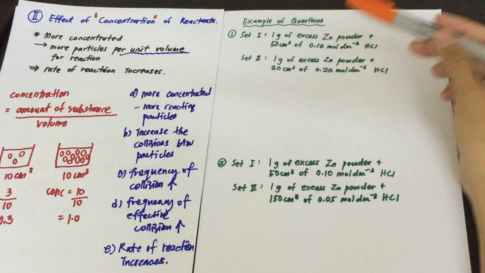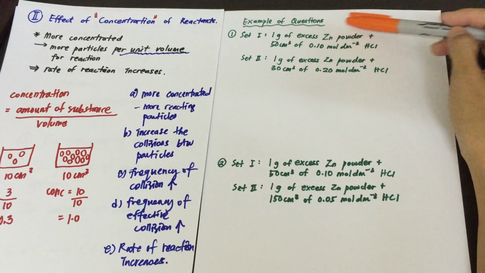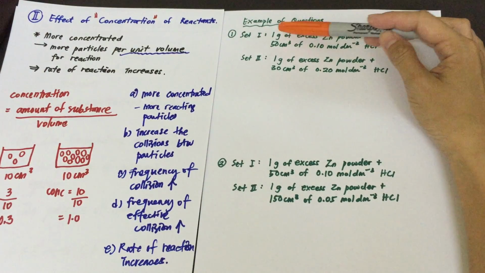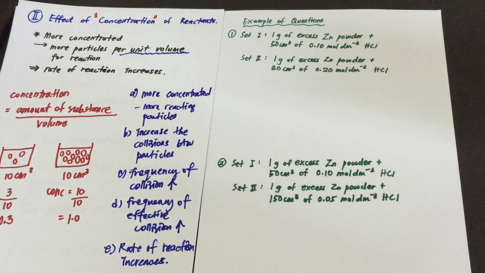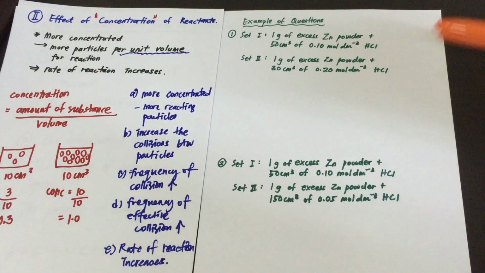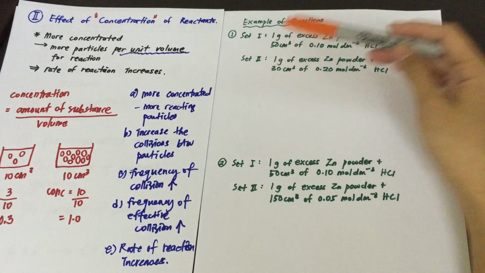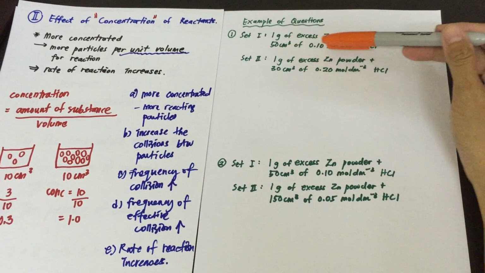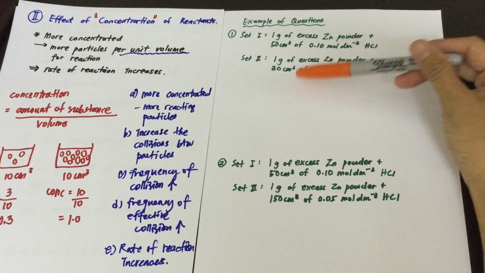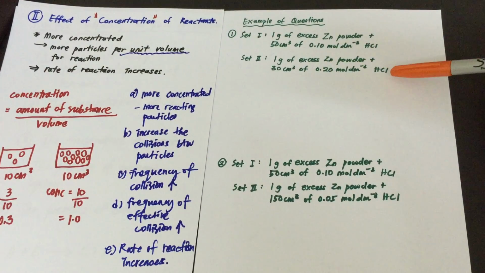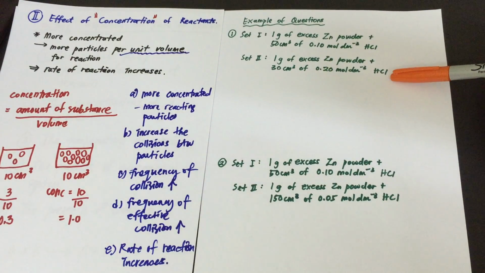According to set 1, we have 1 gram of excess zinc powder reacting with 50 centimeter cube of 0.1 mole per decimeter cube hydrochloric acid. While for set 2, we also use 1 gram of excess zinc powder reacting with 30 centimeter cube of 0.2 mole per decimeter cube hydrochloric acid.